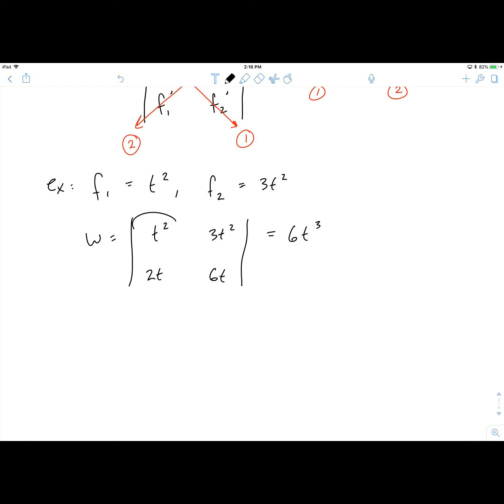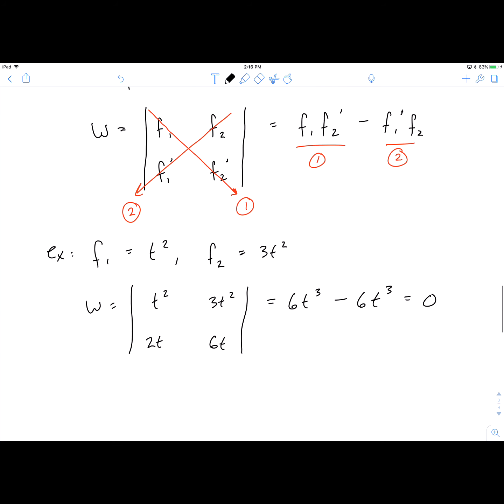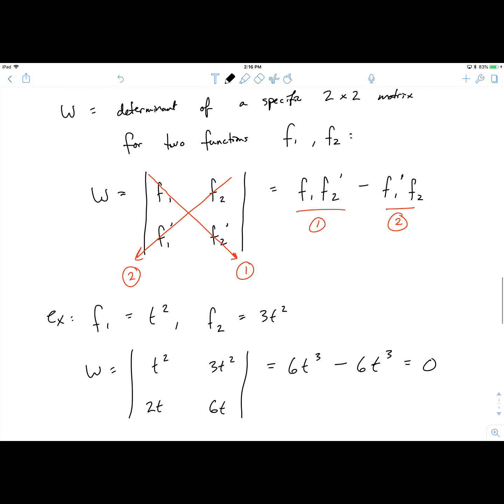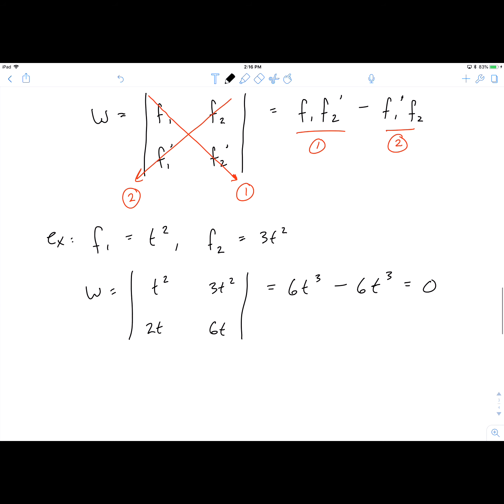And then multiplying along the second diagonal, 3t squared times 2t, that's also 6t cubed. So notice that when you subtract these, you get 0. Now this is one interesting property about the Wronskian, that we've noticed this idea before.